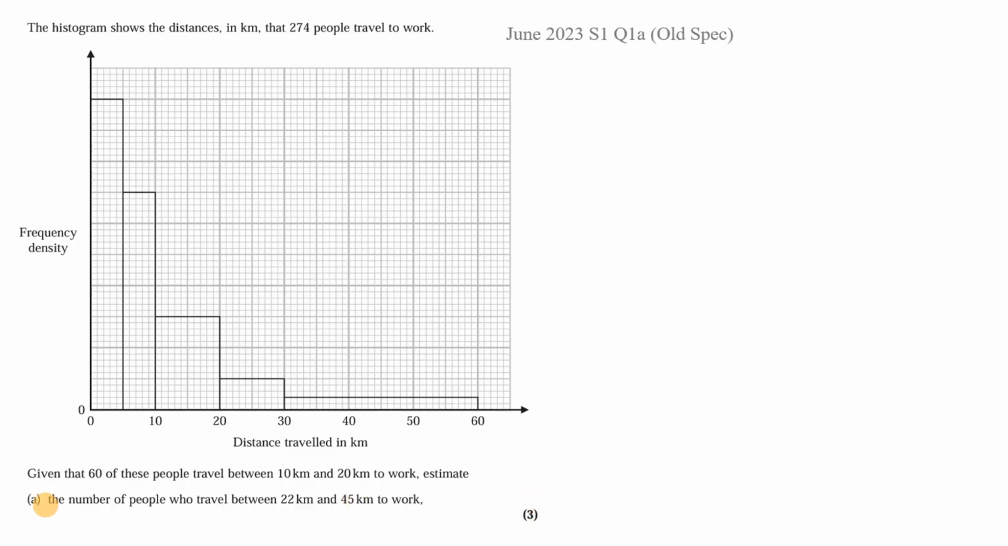Okay, so let's just ignore this part for now. Let's focus on this part, that 60 of these people travel between 10 kilometres and 20 kilometres. And 10 to 20 kilometres is represented by this bar here. So using this, we can find the value for k because we can find the area of this bar here. So the width of it is between 10 and 20, so the width is going to be 10. And this is multiplied by the height.